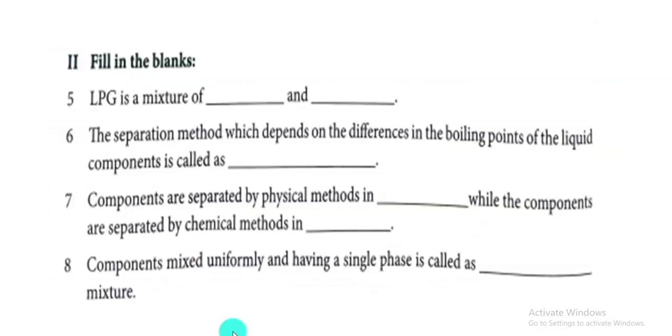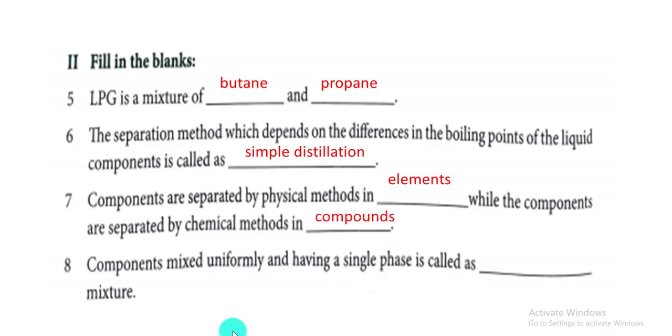Fill in the blanks. LPG is a mixture of butane and propane. The separation method which uses the differences in boiling points of the liquid components is called simple distillation. Components are separated by physical methods in mixtures, while the components are separated by chemical methods in compounds. Components mixed uniformly and having a single phase is called a homogeneous mixture.